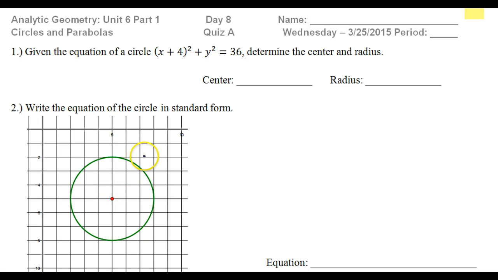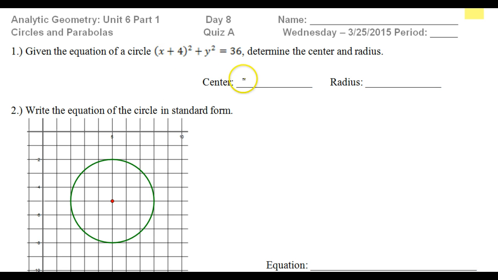Alright, this video will be a little review of circles and parabolas. This was a quiz. Problem number 1. Given the equation, determine the center and the radius. Well, the center is going to be the opposite of this, so negative 4 and then 0, because it's just y squared. This is the radius squared, so the radius is 6.